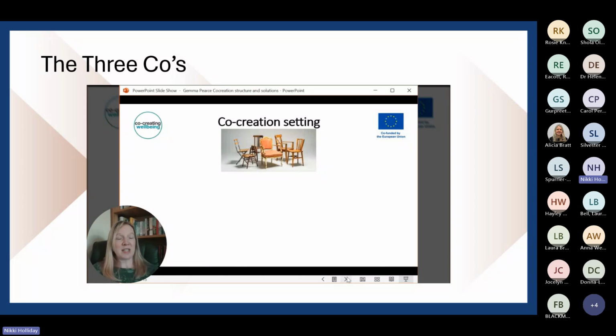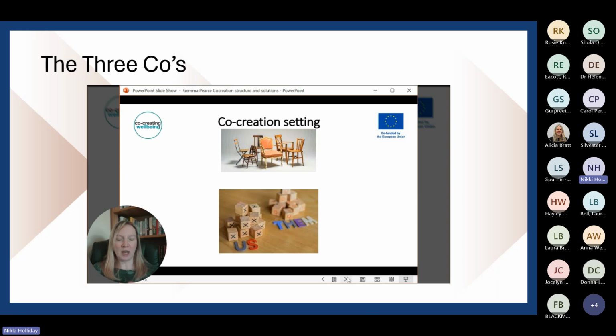In terms of a co-creation setting, it was actually agreed that a neutral setting was quite important to consider, if possible. So not necessarily being hosted in a professional setting or an academic setting, and actually thinking about, is there somewhere more neutral that could be hosted to reduce that us versus them feeling? Now, that's not always possible.